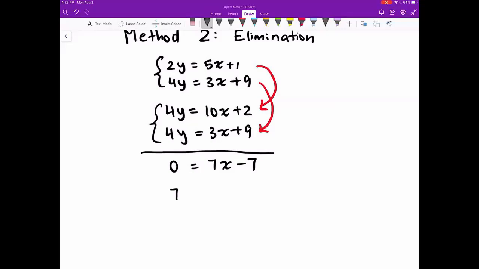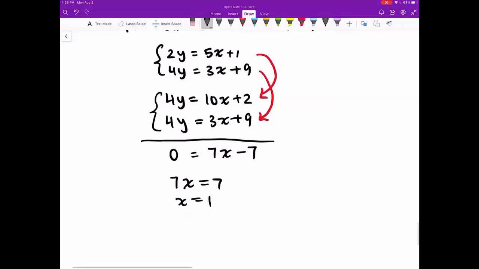So here we kind of got a third equation where it's just the x. So we can just solve for x and we get x equals 1. And then what we can do is that we can just do what we did before with substitution and put the x back into one of the equations and just get the y.